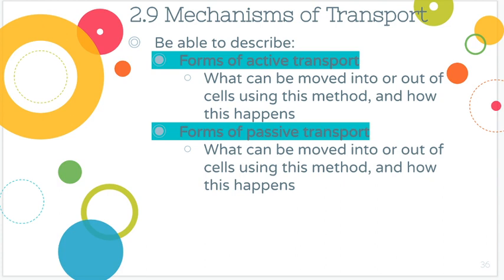When you're asked to describe a concept or a process, this is what they're asking you to do. So what can you move? How can you do it? When you're describing something, it's a what and a how that you're looking for. So make sure that you're able to do both of those things.